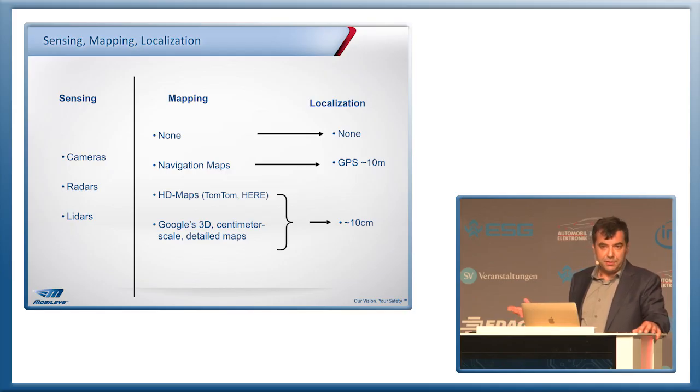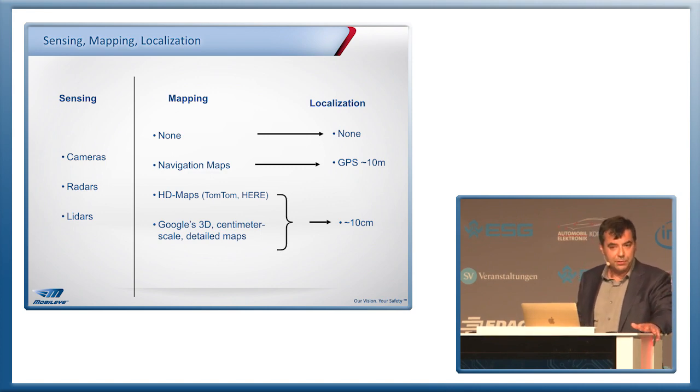There are navigation maps. These are the existing maps. And then there's the high-definition maps. The TomTom and Here and others are talking about high-definition maps. And then there's the Google three-dimensional cloud of points type of map. So when we talk about mapping, we have to decide what we mean by mapping. And then there's localization. If there's no map, we don't need to localize ourselves.